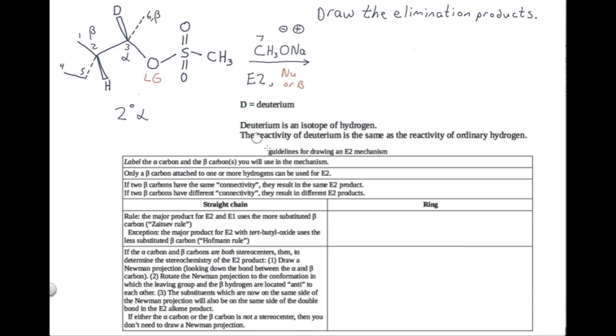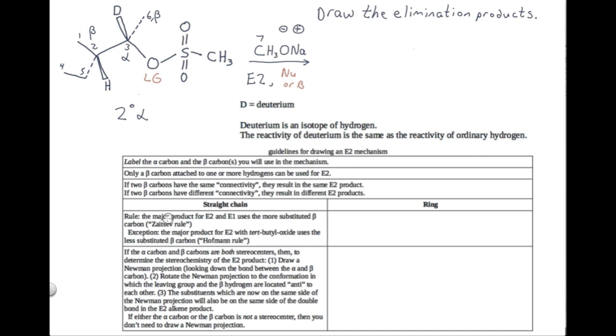They clearly have different connectivity, so they will result in different products. Clearly the things that are connected to carbon 6 are different than the things that are connected to carbon 2. For example, carbon 6 is directly connected to 3 hydrogens, and carbon 2 is not directly connected to 3 hydrogens. So clearly they have different connectivity. They'll result in different products.